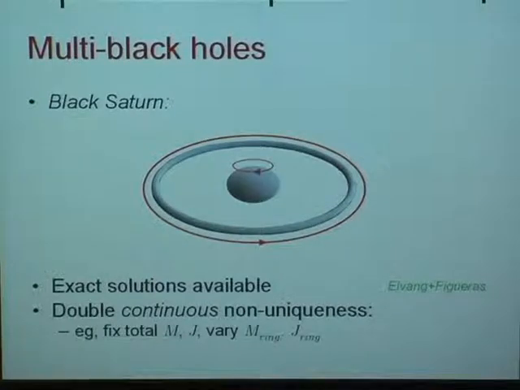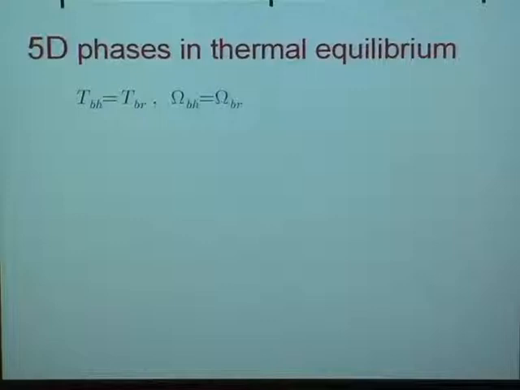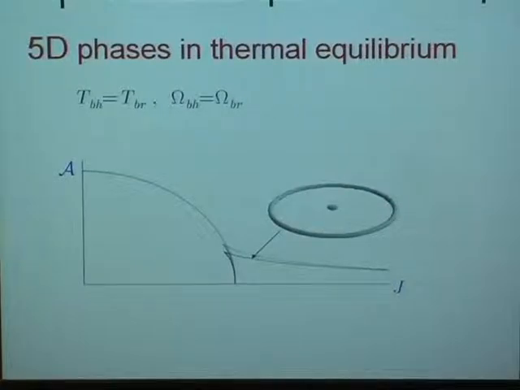This double continuous non-uniqueness, nevertheless, can be completely removed if we demand that the solutions are in thermal equilibrium, which means thermodynamical equilibrium. This means that the temperature of the black hole and the black ring have to be equal, and also the angular velocities have to be equal. These two conditions completely remove this degeneracy of black Saturns that I described earlier. And then with these conditions, the phases that we have are like this. So this is the Myers-Perry black hole, as we've seen before. This curve over here is the curve of black rings, and below this is the curve corresponding to these black Saturns. Now, is this all there is?